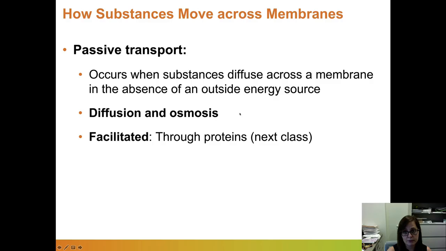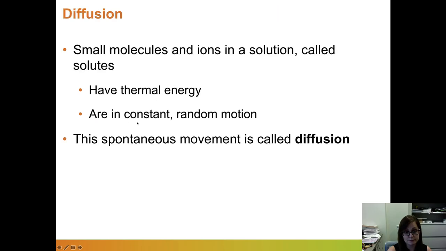So there are two types of movement across membranes. There's passive transport and active transport. Passive transport occurs when a substance diffuses across a membrane in the absence of an energy source. This is in contrast to active transport, and we'll talk about active transport in the next class, which requires energy. And there's two types of passive transport. There's diffusion and osmosis, it's one type, and there's facilitated passive transport. This type of transport occurs through proteins. We're going to cover this also in the next class, but today we're really going to focus on diffusion and osmosis. So let's start by talking about diffusion.